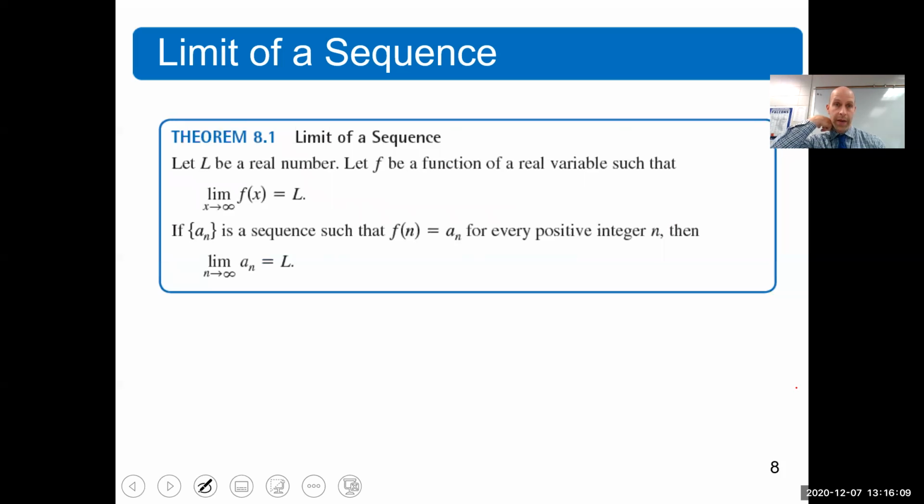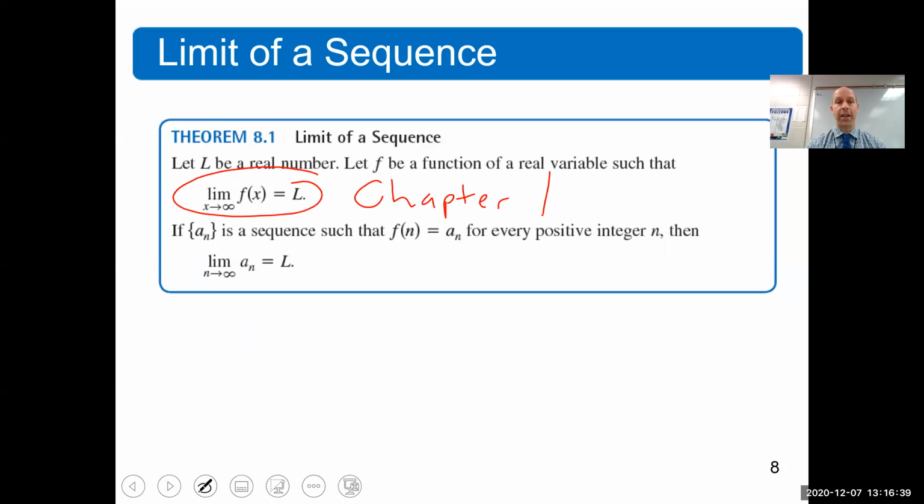Theorem 8.1, the limit of a sequence. Let L be a real number, and let f be a function of a real variable. In other words, we're not going to deal with imaginary stuff. If the limit of f of x as x goes to infinity is equal to L, we've seen this before. What do we call that? We call that a horizontal asymptote, if you remember that all the way back from chapter 1 of Calc AB.